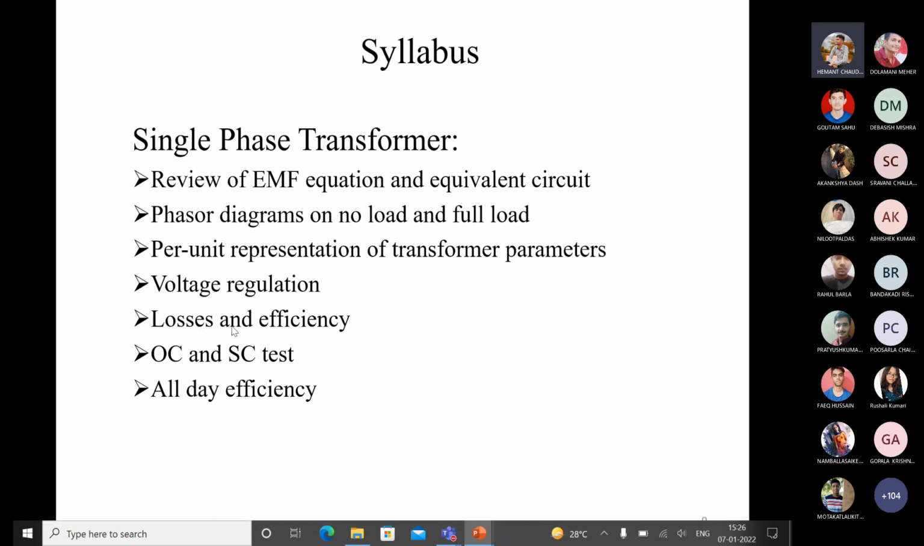Okay, so this single phase transformer, most of the topics you have already covered in basic electrical theory course. Okay, and parallel operation of transformers, this is also a new topic.